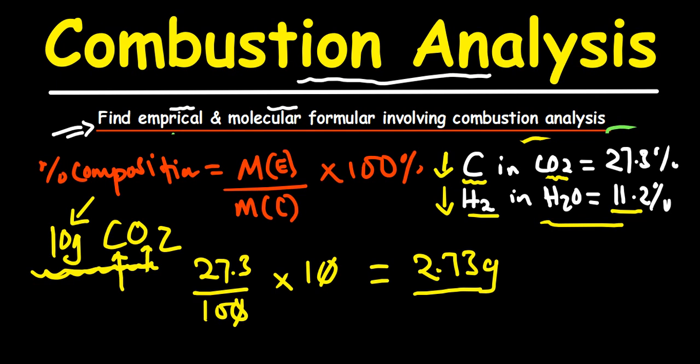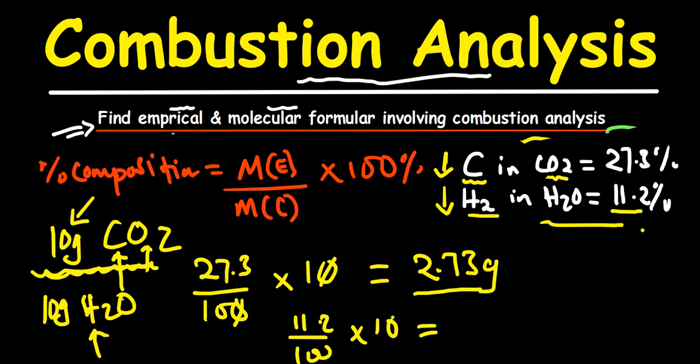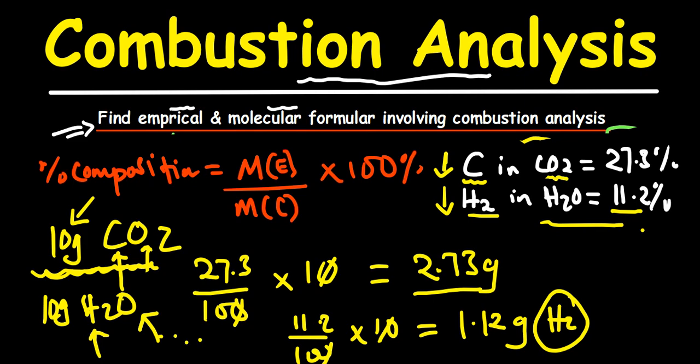And then it's the same thing if I'm given 10 grams of water and I want to find the mass of hydrogen in this water. I'm just going to use this percent here. So 11.2 divided by 100 and then multiplied by 10. So 0 and 0 go, 10 divided into this, I'm going to have 1.12. So 1.12 grams will be for what? For hydrogen in this mass of what? Water.